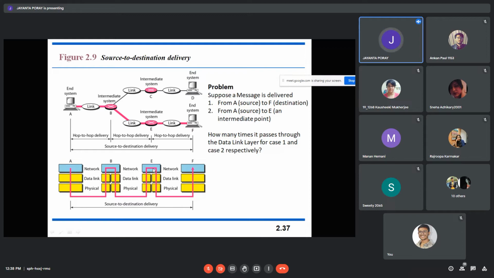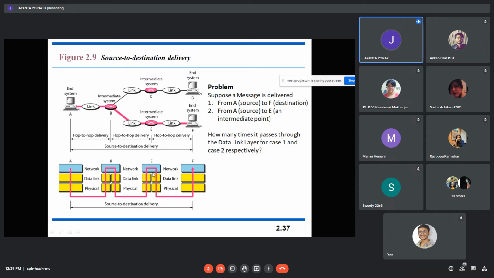For the second, the answer is one, two, three, four. Because it has already arrived at E here, we don't need to consider the passing out of the signals, or passing out of the packets. We have to consider only the packets coming in. So therefore, for question two, the answer is one, two, three, four.